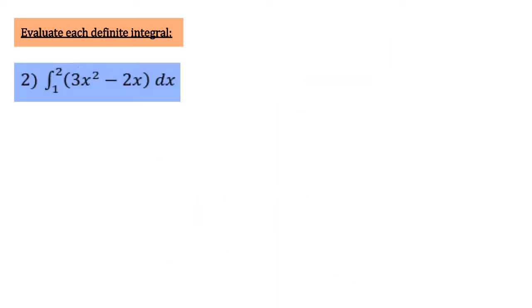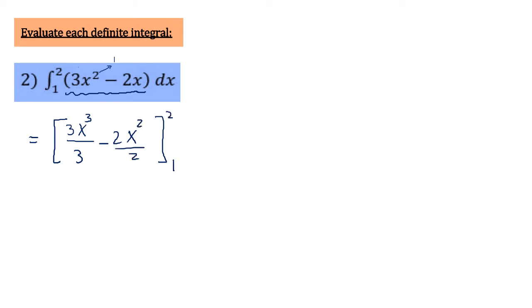Number 2, find or evaluate the definite integral from 1 to 2 for the curve 3x squared minus 2x. So I will start by finding the integral of 3x squared minus 2x. I'm going to add 1 to the exponent and divide by the new exponent. So it's 3x to the power of 3 divided by 3 minus 2x to the power of 2 divided by 2. This is the definite integral from 1 to 2.